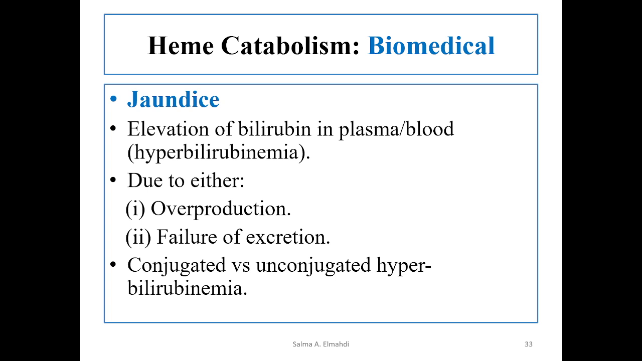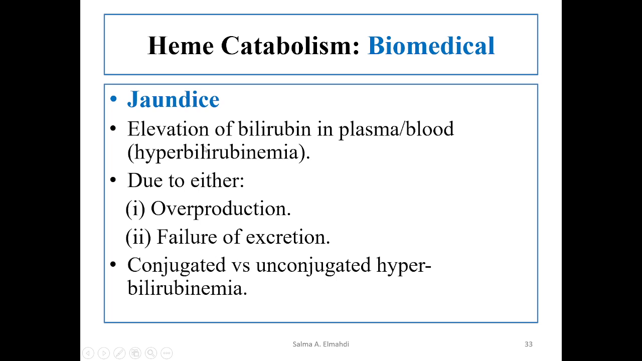Biomedical wise, we are going to discuss jaundice as a relevant disorder of heme metabolism. Both of these are disorders of heme synthesis, while jaundice is a disorder of heme metabolism. What is jaundice? Is elevated bilirubin in plasma or blood, hyperbilirubinemia, due to either overproduction or failure of excretion.